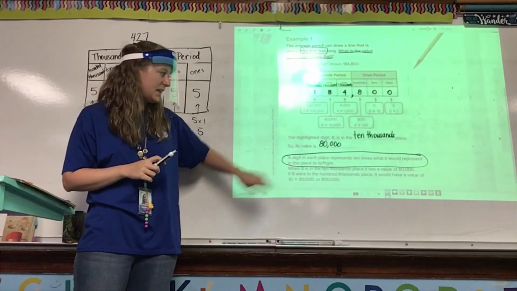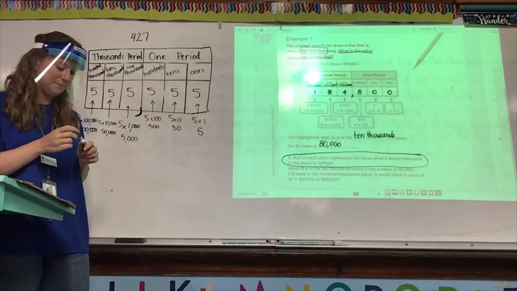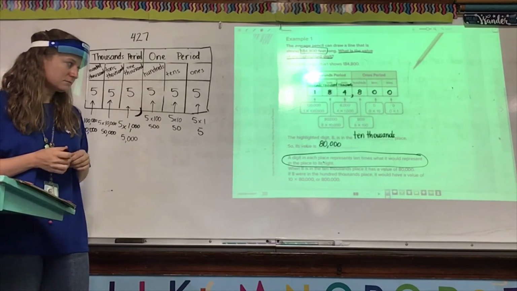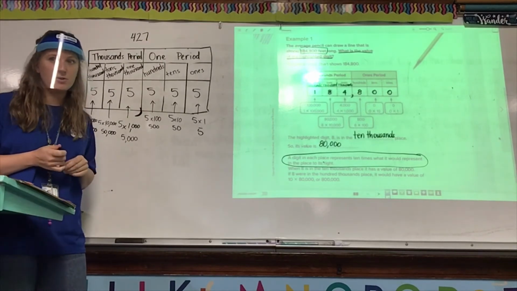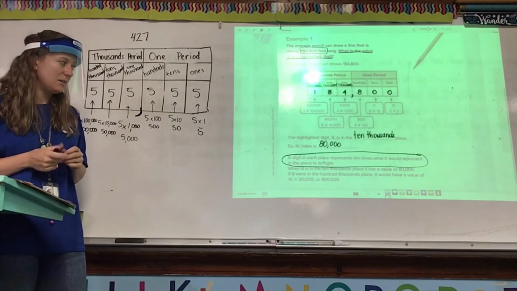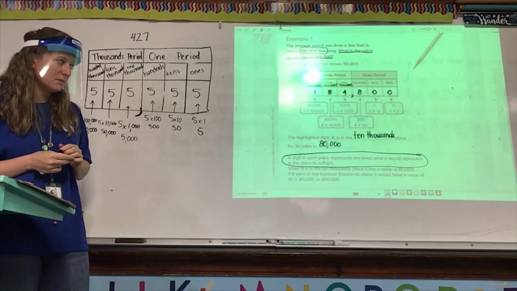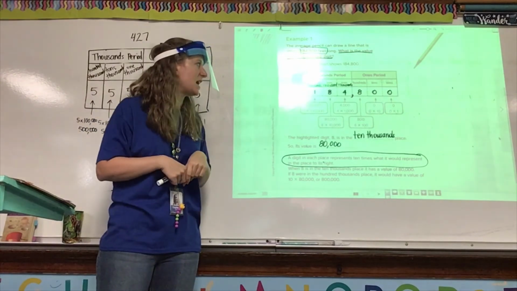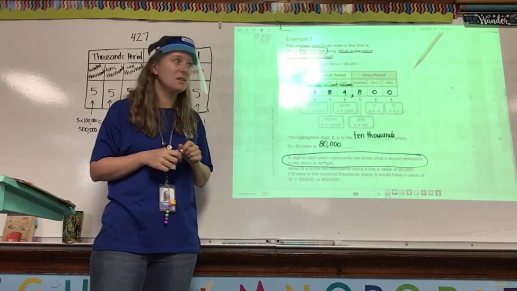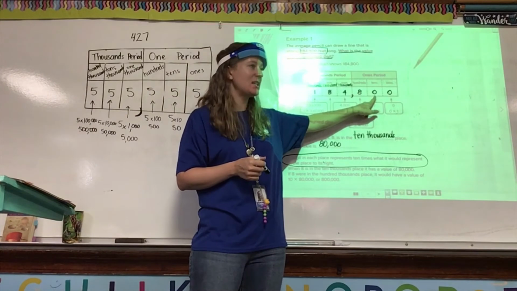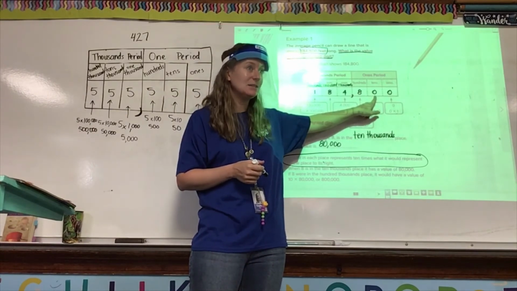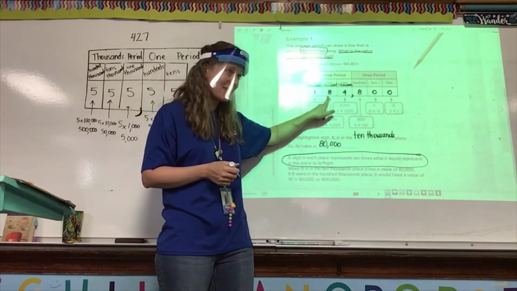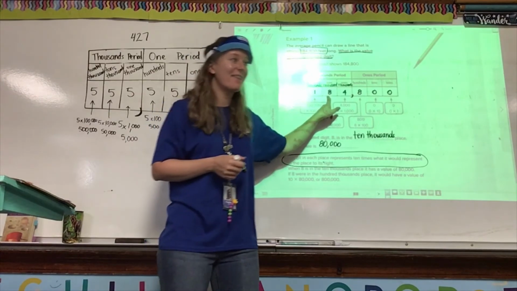Okay, Zadie, read the next sentence. When 8 is... Make sure you're loud so that the girls at home can hear. When 8 is in the 10,000s place, it has a value of 80,000. Good. So when 8 is in the 10,000s place, it's worth 80,000. Just like if we had an 8 in the tens place, it would be worth 80. Well, an 8 in the 10,000s place is worth 80,000.